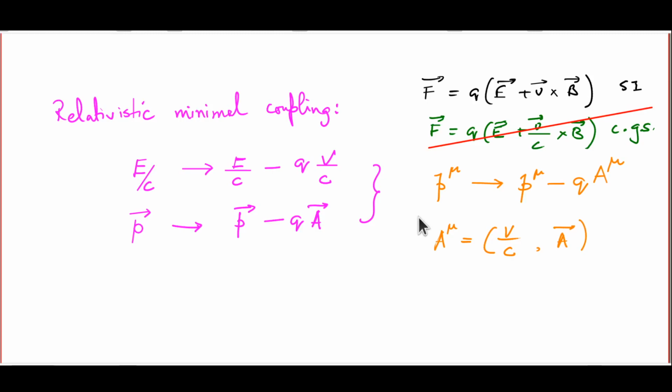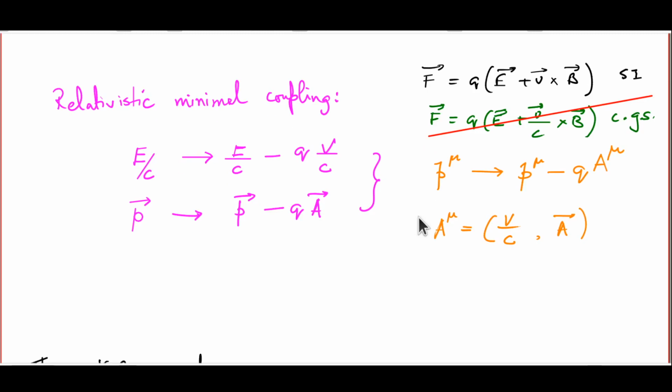Let us now ask the question, if we were to carry out the same prescription on a Klein-Gordon equation, that is, we replace p mu by p mu minus q A mu in this equation, what does that tell us about the interaction of a charged Klein-Gordon particle with an external electromagnetic field?